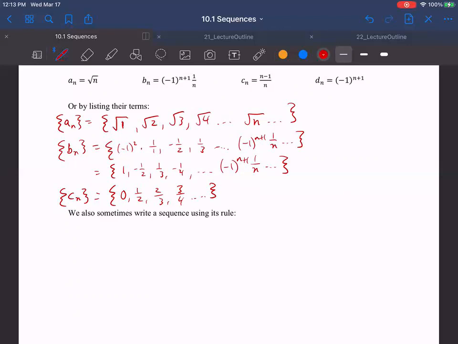And we can also sometimes write a sequence using its initial rule. So we can write a sequence A sub n equal to square root of n from n equals 1 to infinity. Okay. Done with that page. Any questions so far?